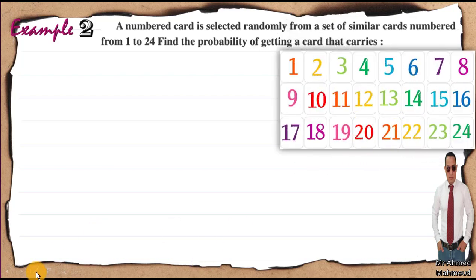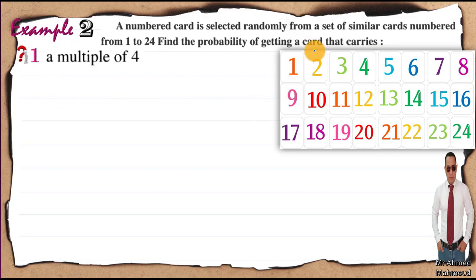Okay, in this example, a numbered card is selected randomly of a set of similar cards numbered from 1 to 24. Okay, I have a picture for you. Cards numbered from 1 to 24 as you see.